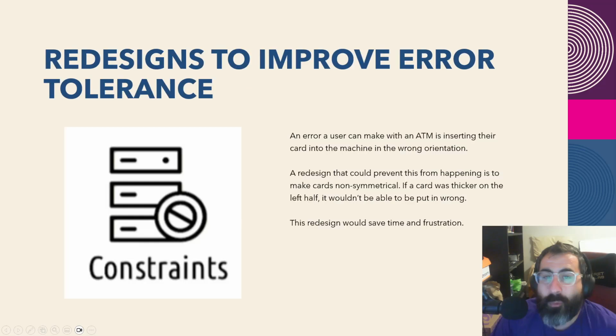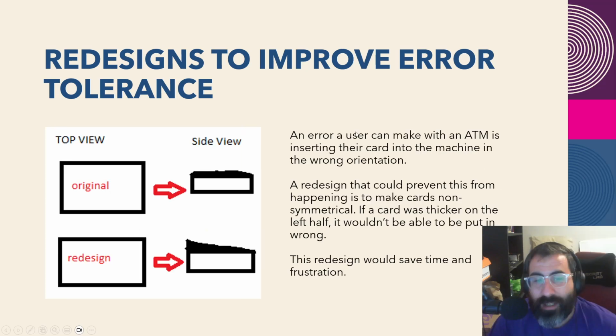Now we made a redesign, and this redesign is going to help with the constraints of the ATM. So an error a user can make is putting their card in wrong. So a redesign could be to make the card itself non-symmetrical. On the next slide, I put an example. It's a bad drawing, but if you picture a card from the side, it's uniformly flat. But in the redesign, it wouldn't be flat. It would have an angle to it. So one side is taller than the other, and it wouldn't fit except for one way. So you could change the design of the cards.